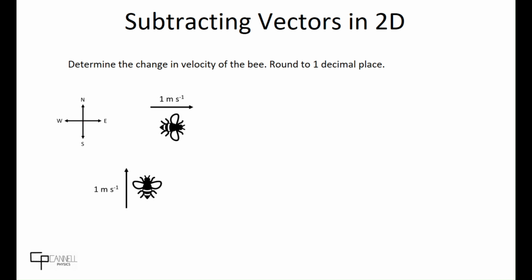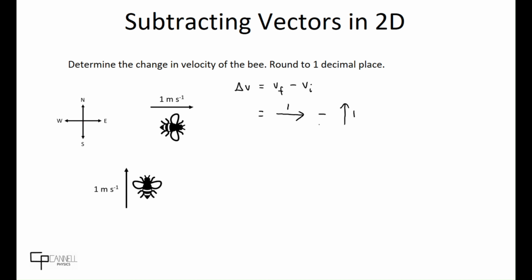Now let's do an example where we subtract vectors in 2 dimensions. So we're going to determine the change in velocity of the ball, and the answer will be rounded to 1 decimal place. So here the ball initially goes 1 meter per second north, followed by 1 meter per second east. As always, the change in velocity is equal to the final minus initial velocity. And since this is a 2-dimensional problem, we definitely need to draw the vectors to understand the answer. As we can see from the original diagram, the final velocity of the ball is 1 meter per second to the east, which I've drawn here, and the initial velocity is 1 meter per second north, drawn over here.